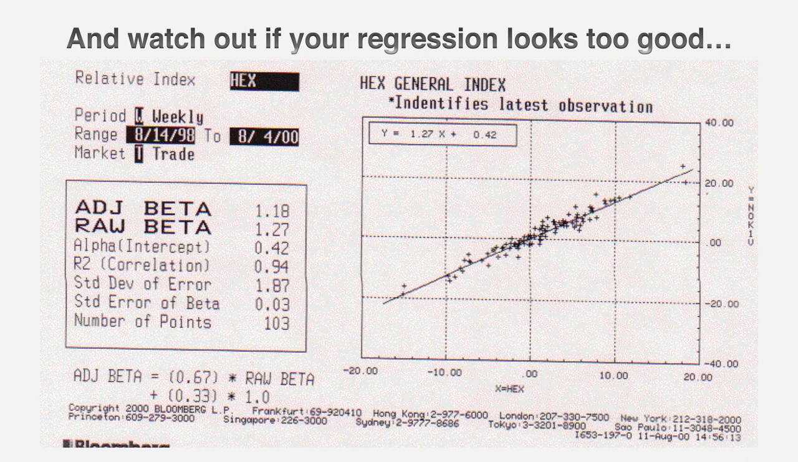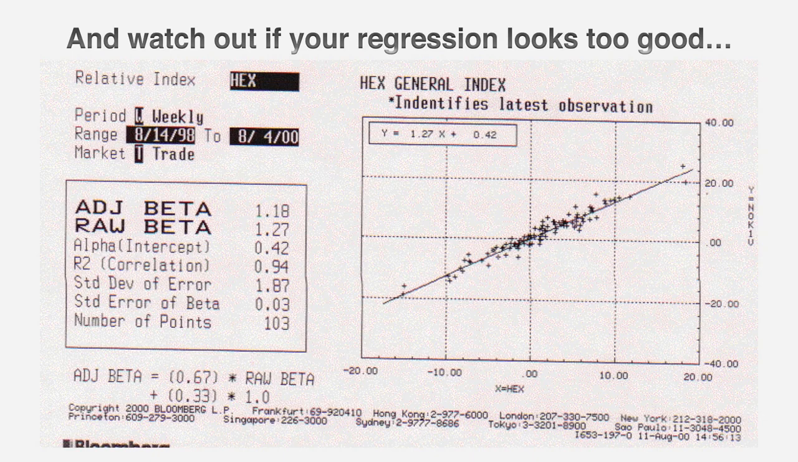Here's my favorite example for this. This is the beta page I printed off for Nokia a long time ago. Now Nokia is a Finnish company, and when I asked for a beta from the service I use, which is Bloomberg, this is the page that showed up. It's a great-looking regression, right? If you define great-looking as high R-squared, low standard error.